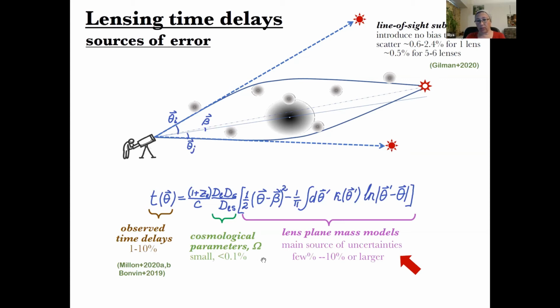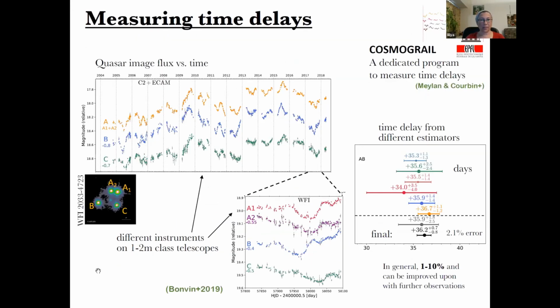The main source of uncertainty is the lens mass distribution in the lens plane. And there the uncertainties, depending on who you ask and how you count, can range from a few percent to 10%, or maybe even larger. But let's be optimistic and say it's a few percent, to 10%. So that's what I'll mostly talk about, which is where the big red arrow is pointing to. But first, a slide on observed time delays, because this is also interesting.